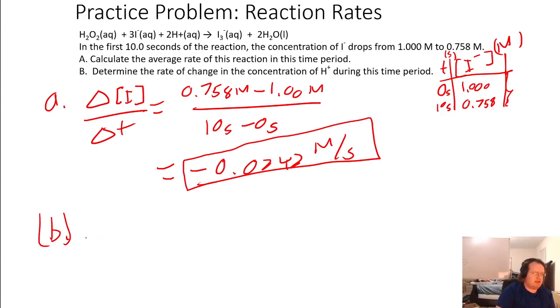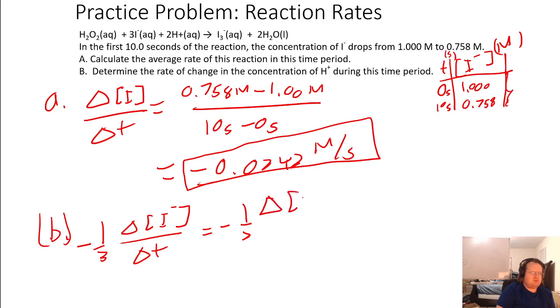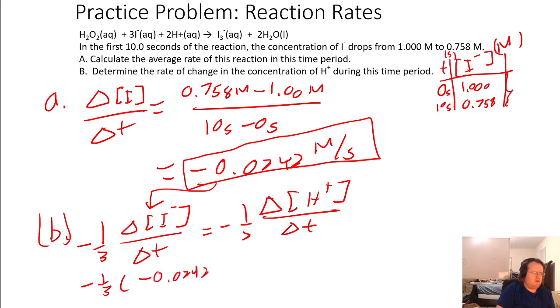So let's make them equal to each other. We have negative 1/3 of the change in I minus, because there's a 3 coefficient in front of it, is equal to a negative 1/2 times the change in H plus. Now we take the value we found in part A and plug it in there. So we have negative 1/3 times negative 0.0242 molar per second is equal to negative 1/2. If you went ahead and multiplied by 2, that would be fine as well, but I'm just going to do this.